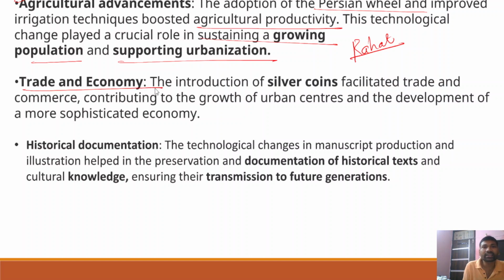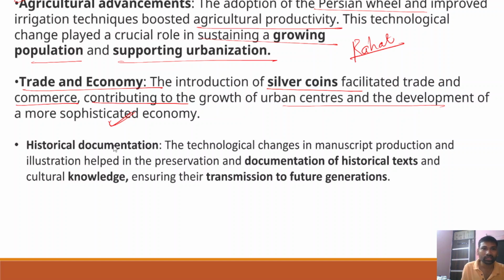And lastly, trade and economy. Silver coins were introduced during the Sultanate period, and they facilitated trade and commerce, and contributed to the growth of urban centers and the development of a more sophisticated economy. Generally, whenever trade and commerce take place extensively, urban centers usually develop in those areas. So urbanization took place, and it also led to increased migration of people from rural areas to urban areas.